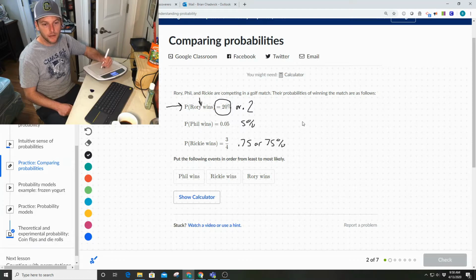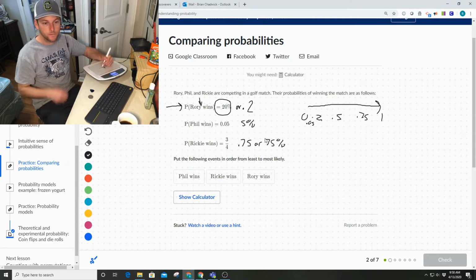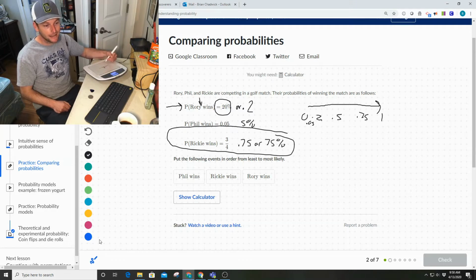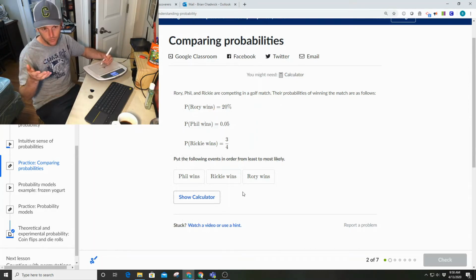All right, so if we're on that little chart again, 0 to 1, and we have 0.5 right here, 0.75 is going to be here, 0.2 is going to be here, and then 0.05 is going to be here. So what is more likely? The closer you get to 1, the more likely it's going to be. So who's most likely to win? Well, if you said Ricky, he has a 75% chance of winning. I'd take that any day. That's really good, actually. That means out of every 4 games or matches, he wins 3 of them.